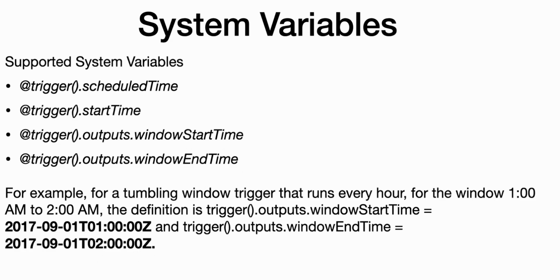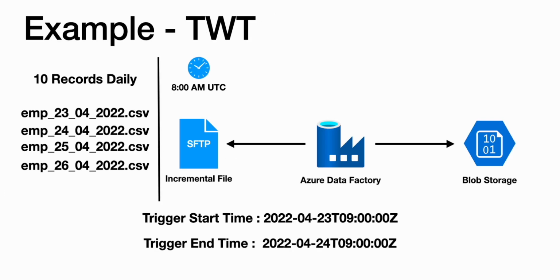So as I said, we already went through the capabilities of tumbling window trigger, but it's best to actually understand this with an example. So here I have an example where we have an SFTP location, and on a daily basis, an incremental file is placed in this location at 8 a.m. UTC. The content of the file is important to understand because what I'm trying to say with incremental file is that this file on a daily basis has 10 records, and these 10 records are generated on a daily basis.